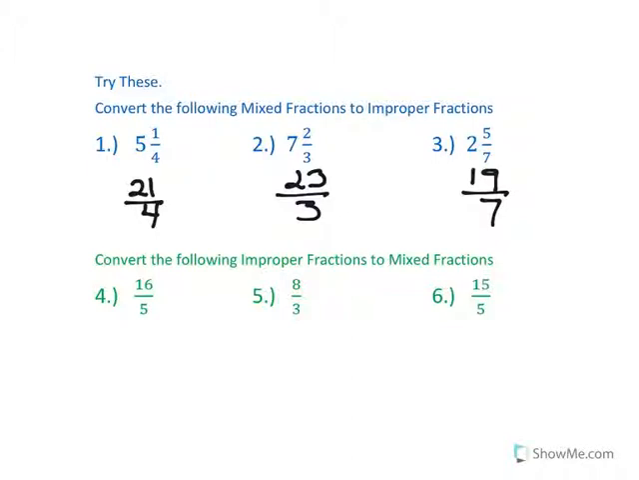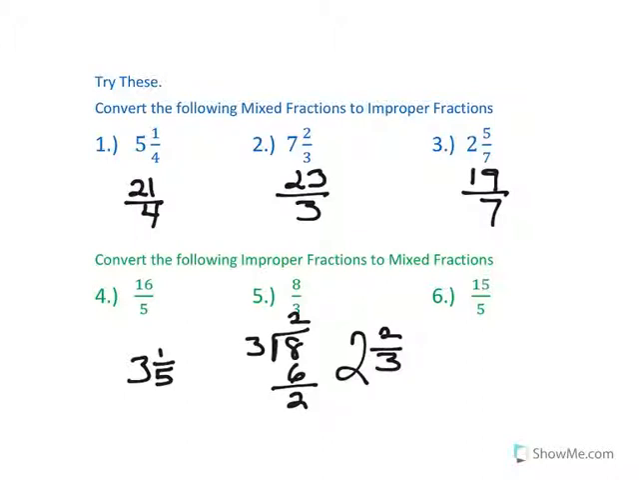Same thing here, 16 divided by 5. Well, that's going to go 3 times with 1 left over. It's easy to double check these. 3 times 5 is 15 and 1 is 16. It's almost easier to go from a mixed number to an improper fraction. 8 divided by 3 is going to go 2 times with 2 left over. 2 and 2/3. Let's check. 2 times 3 is 6, 7, 8. Yep. 15 divided by 5, well, that's simply going to be a 3. A nice whole number 3. All right, how'd you do?